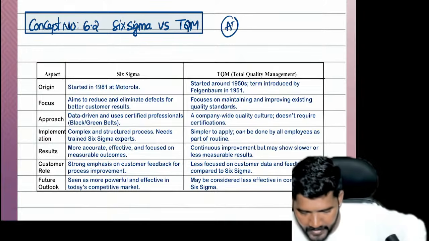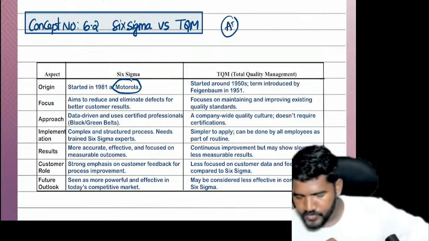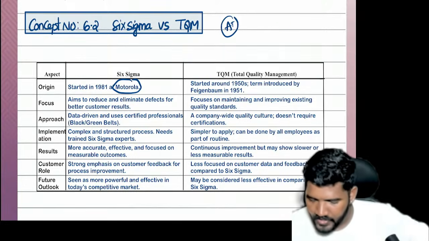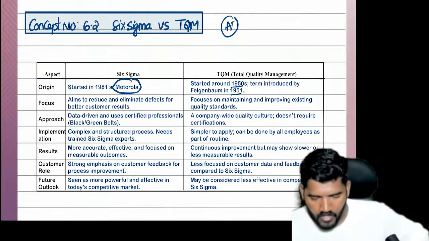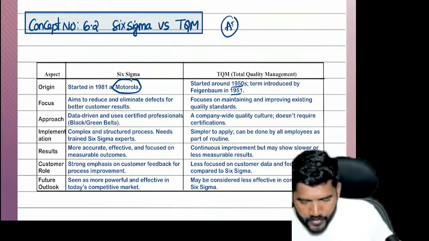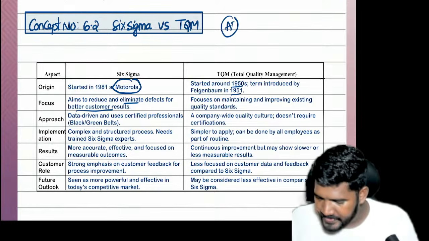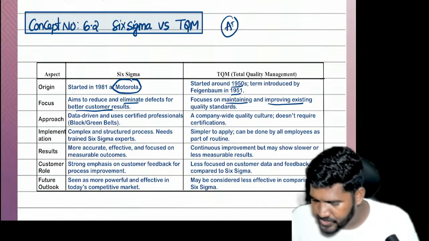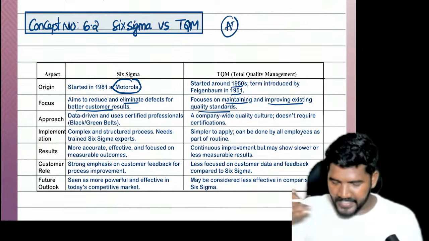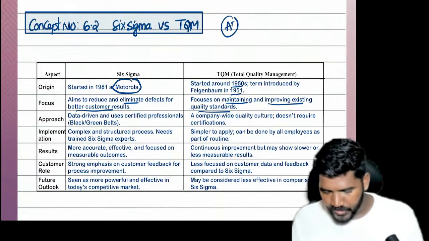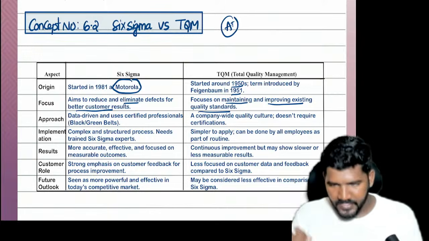Six Sigma started in 1981 at a company called Motorola. TQM, Total Quality Management, started around the 1950s, introduced by Feigenbaum in 1951. Six Sigma focuses on reducing and eliminating defects for better customer results. TQM focuses on maintaining and improving existing quality standards. Very clear. So TQM only focuses on improving existing quality standards. They are not creating new things. But Six Sigma is reducing and eliminating the defects as well as providing better customer satisfaction.